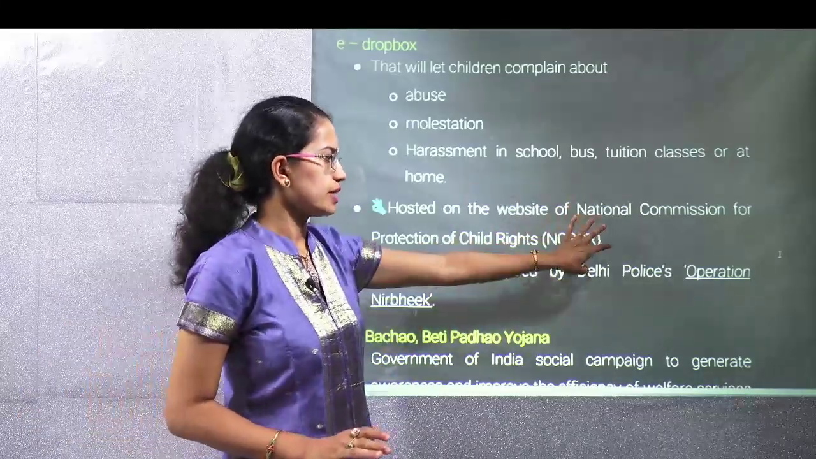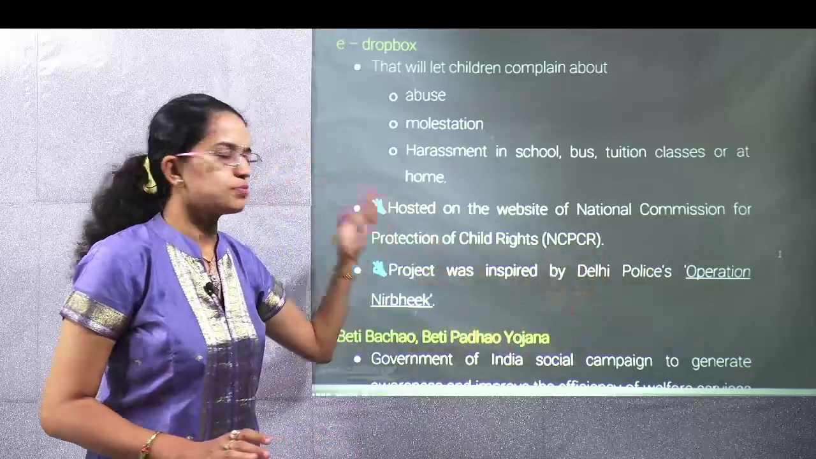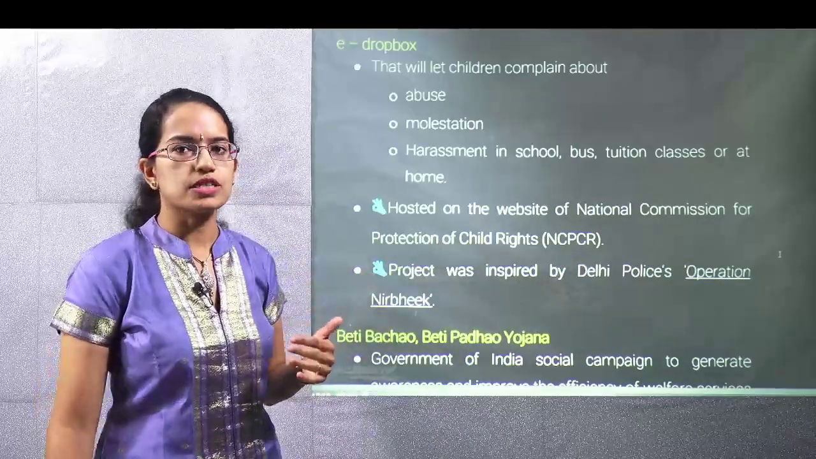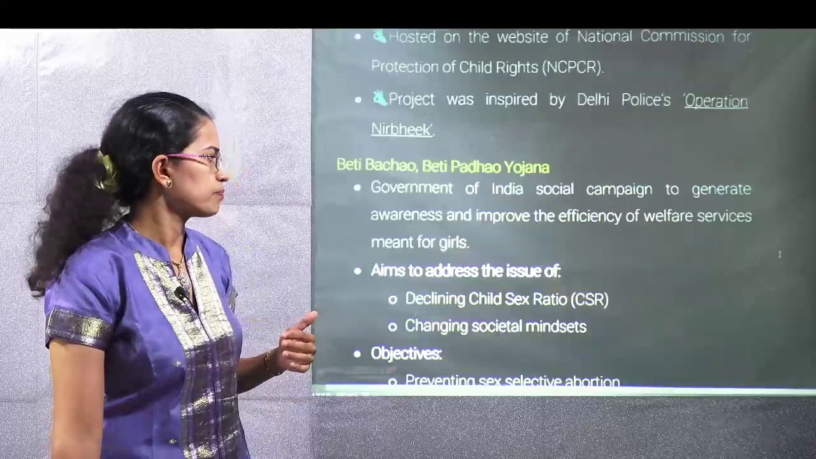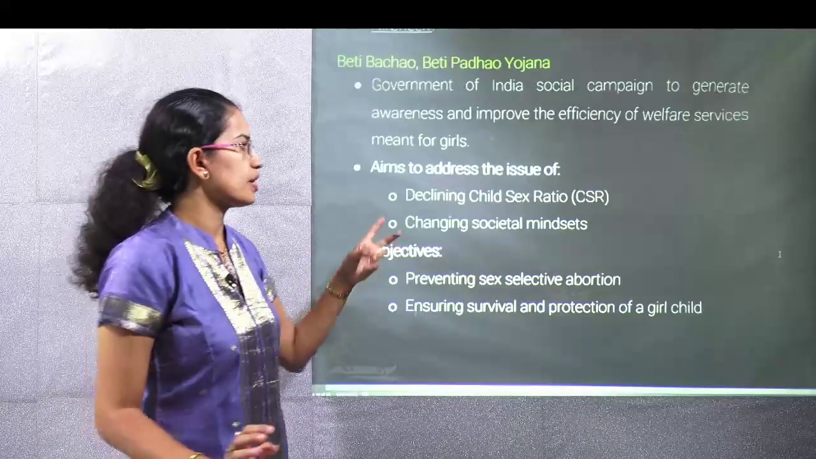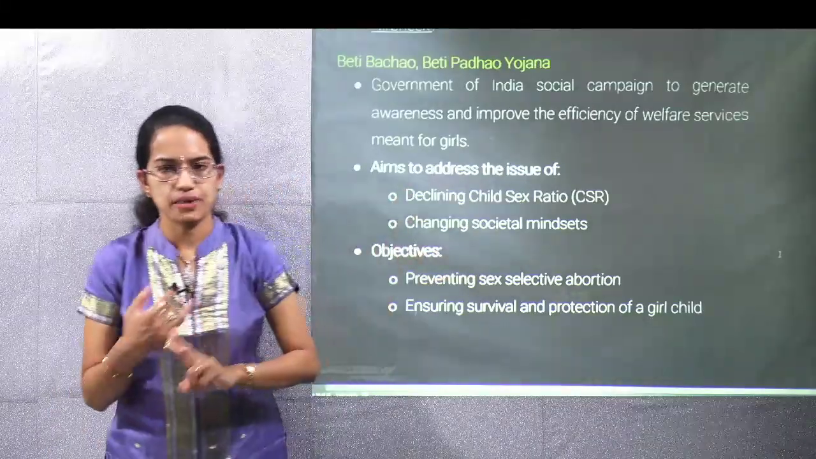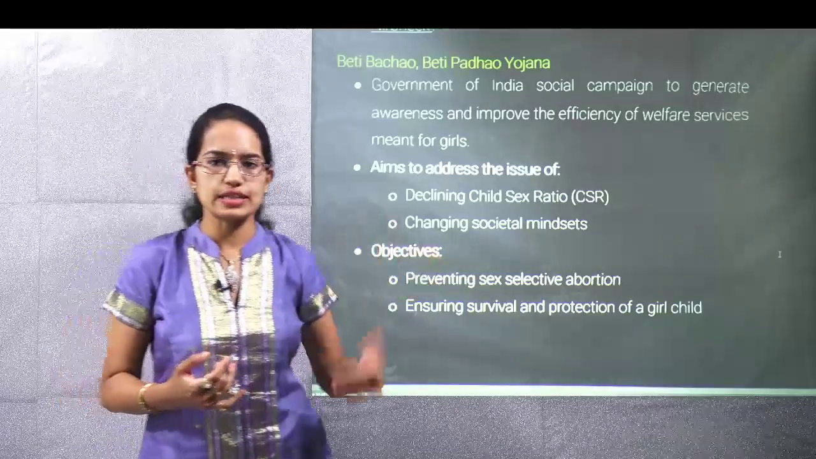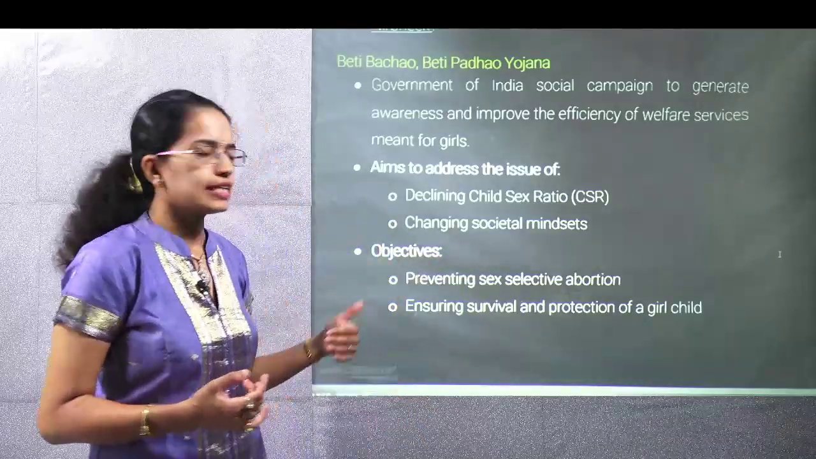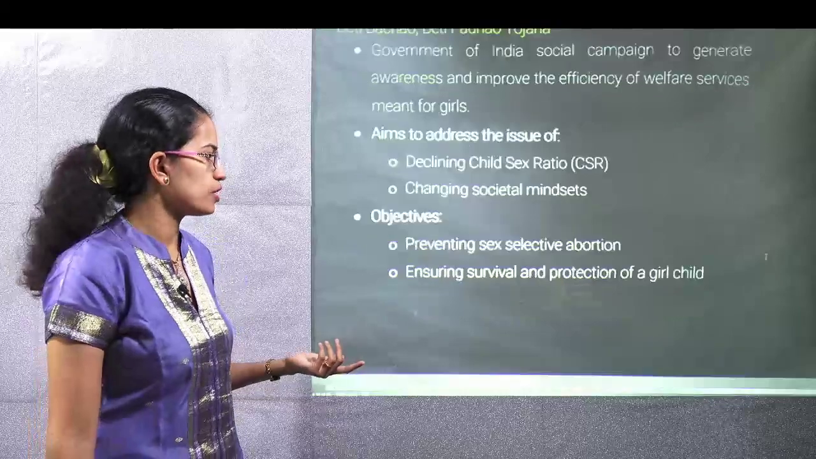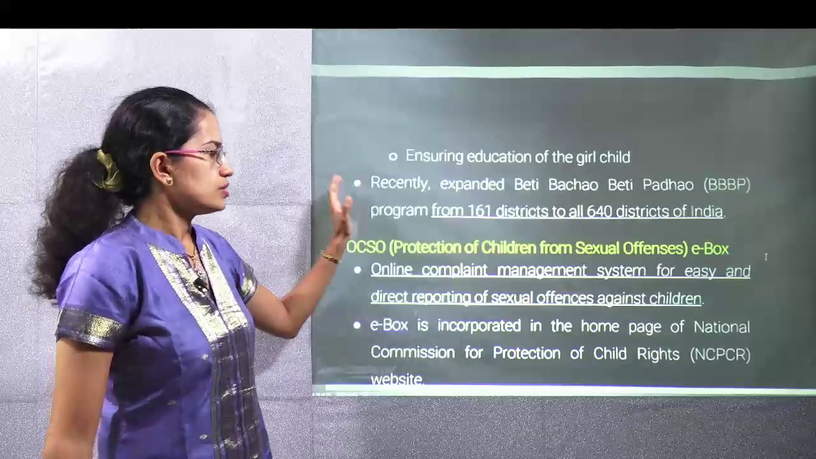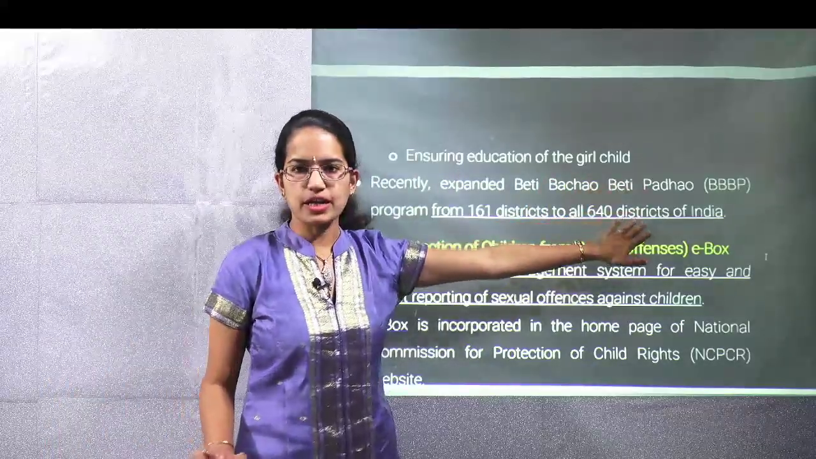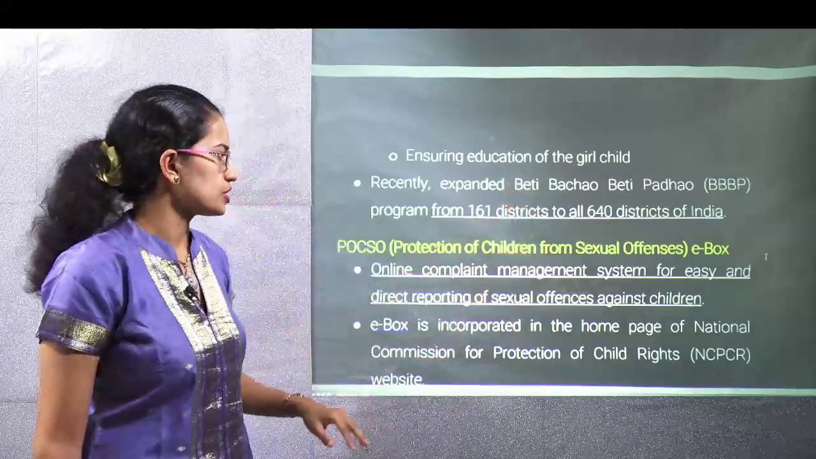This is again very important, and this has been inspired by the project of Delhi Police, which was known as Operation Nirbheek. The next is Beti Bachao, Beti Padhao. There are two aims that it plans to address. The first is the declining child sex ratio, and the next is changing the social mindset of our common people. Recently this scheme has been expanded to 640 districts across India.